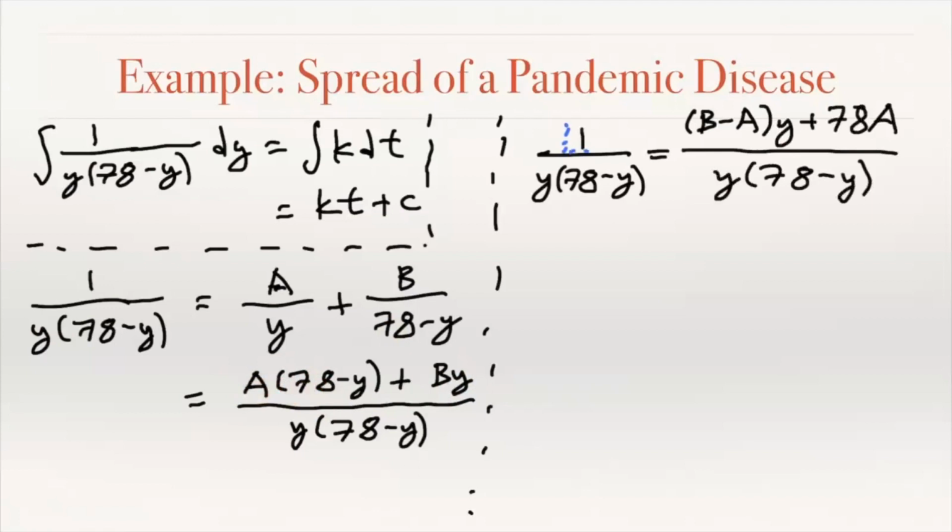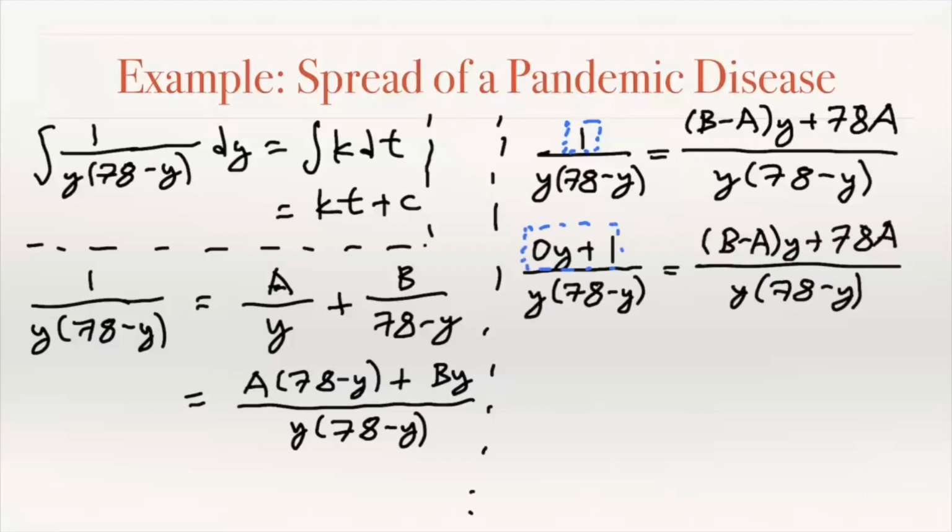And now what we do is we equate like terms. So 1, we'll write that as 0y plus 1. Those two are equal. And the reason for writing it that way is that now the coefficients must be equal. So b minus a is 0, and also 78a must be 1. So what we wind up with is a system of equations saying that b minus a is 0, and also 78a is 1.